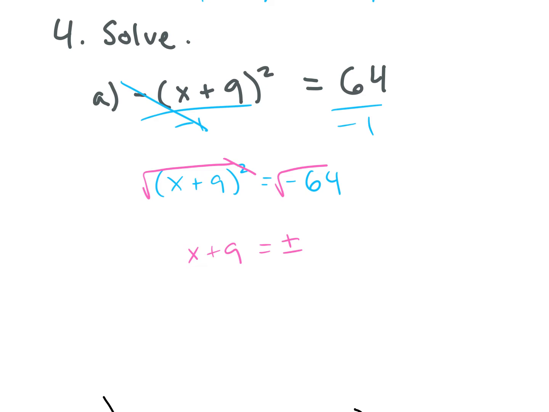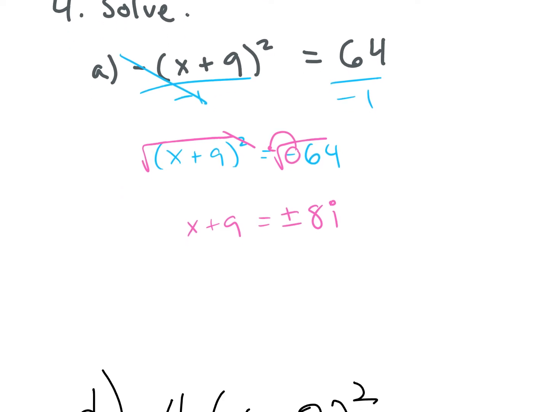And on the right, what's the square root of negative 64? I can take out the negative and make it an i. And the square root of 64 is 8, so this would be 8i. So plus or minus 8i. Don't forget that plus or minus since we took the square root of both sides. And then what's the last step? Subtract 9. Can I combine negative 9 with 8i? No, because they're not like terms. So I have x is equal to negative 9 plus or minus 8i.